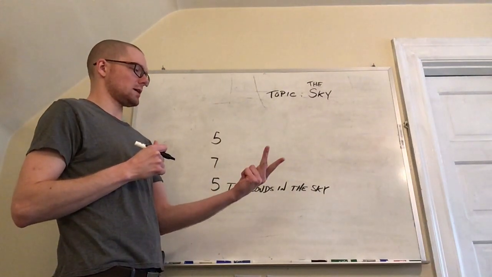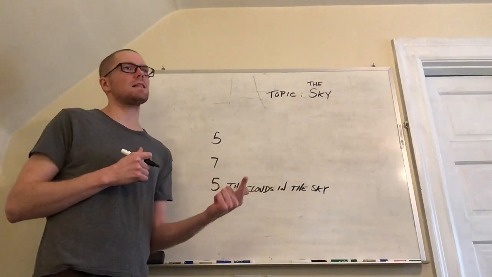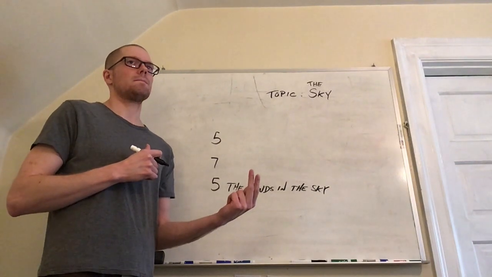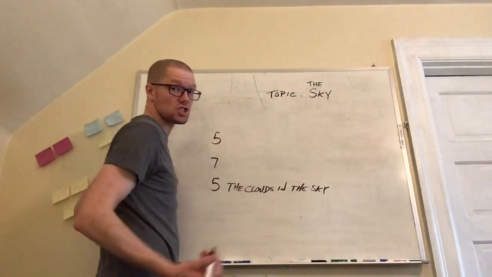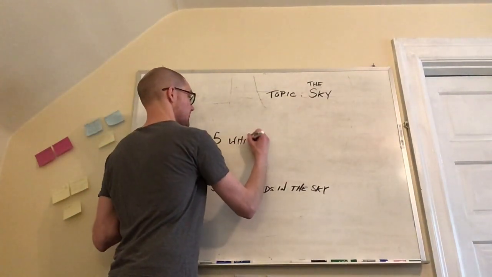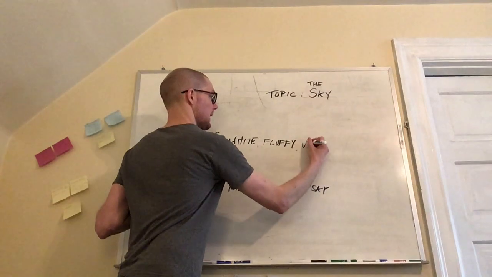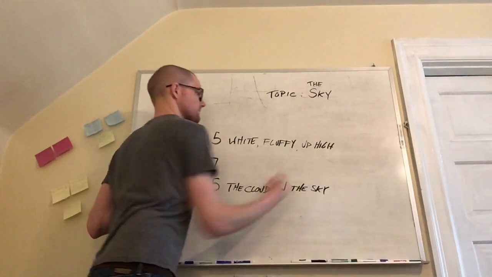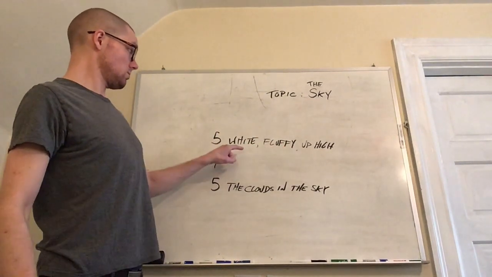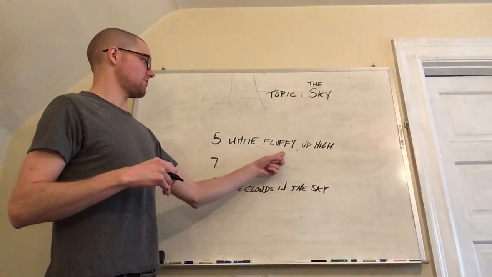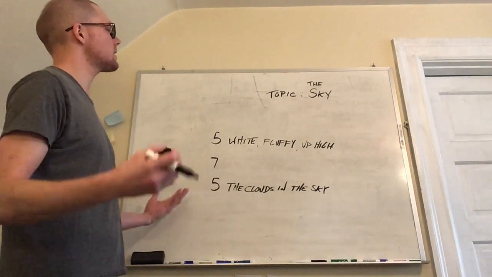White, fluffy, up high. It's a start. Again, you can change it. White, fluffy, up high. Again, five. White. Fluffy. Up. Ooh, I'm sorry. White. Fluffy. Up high. Five. Now we just need one in the middle. That's seven.